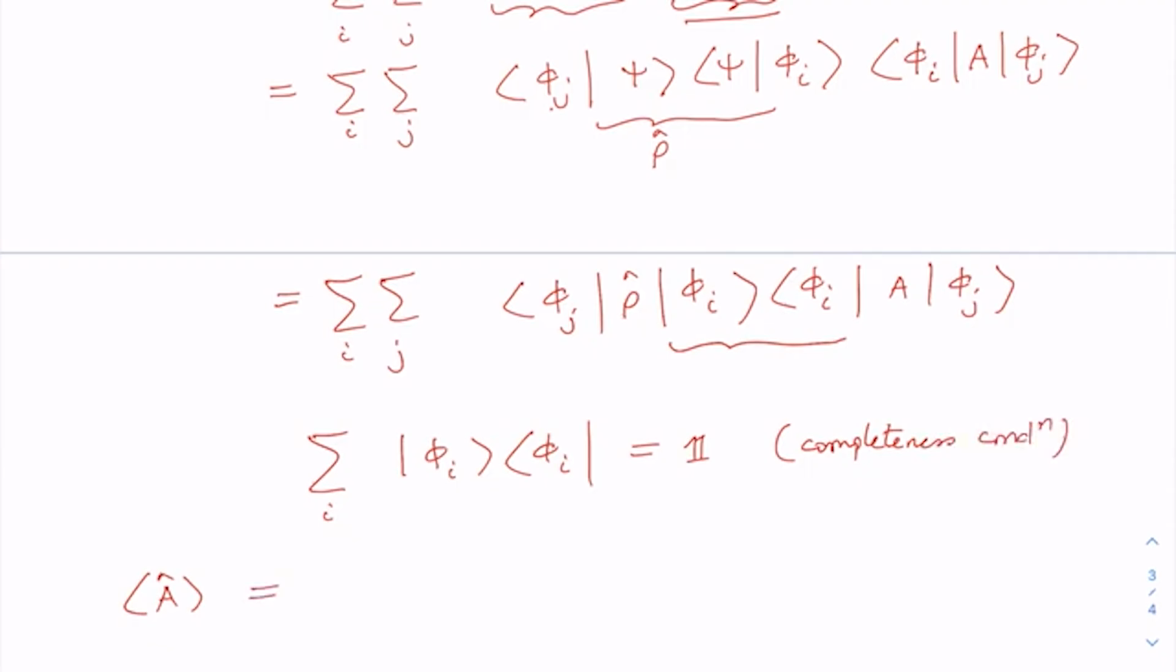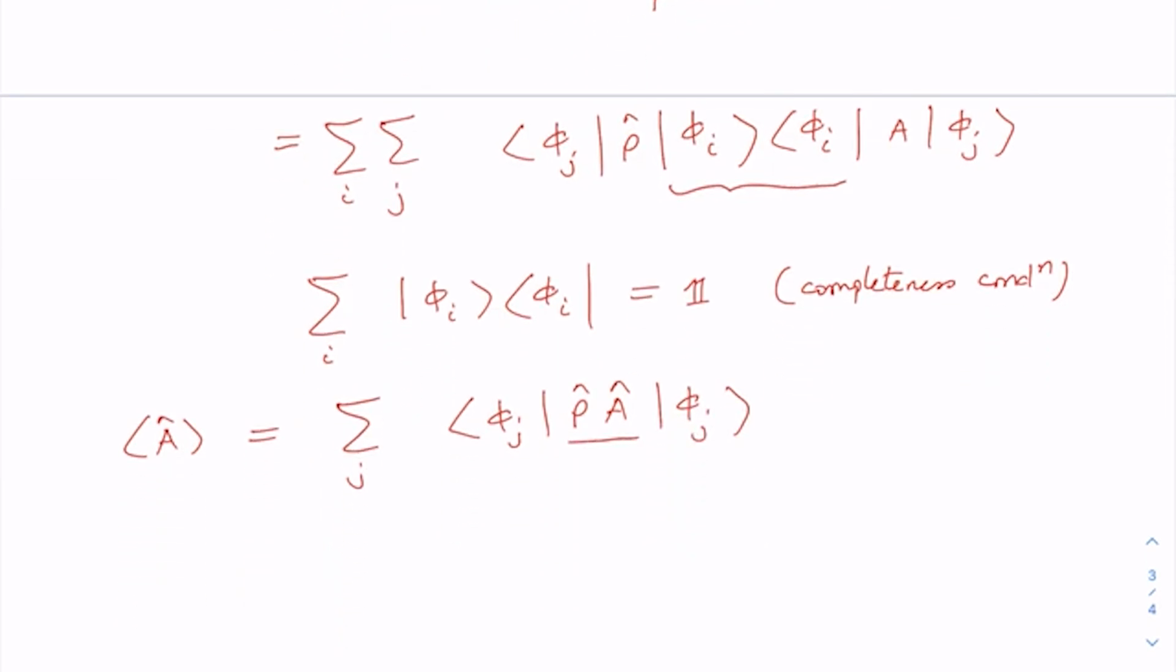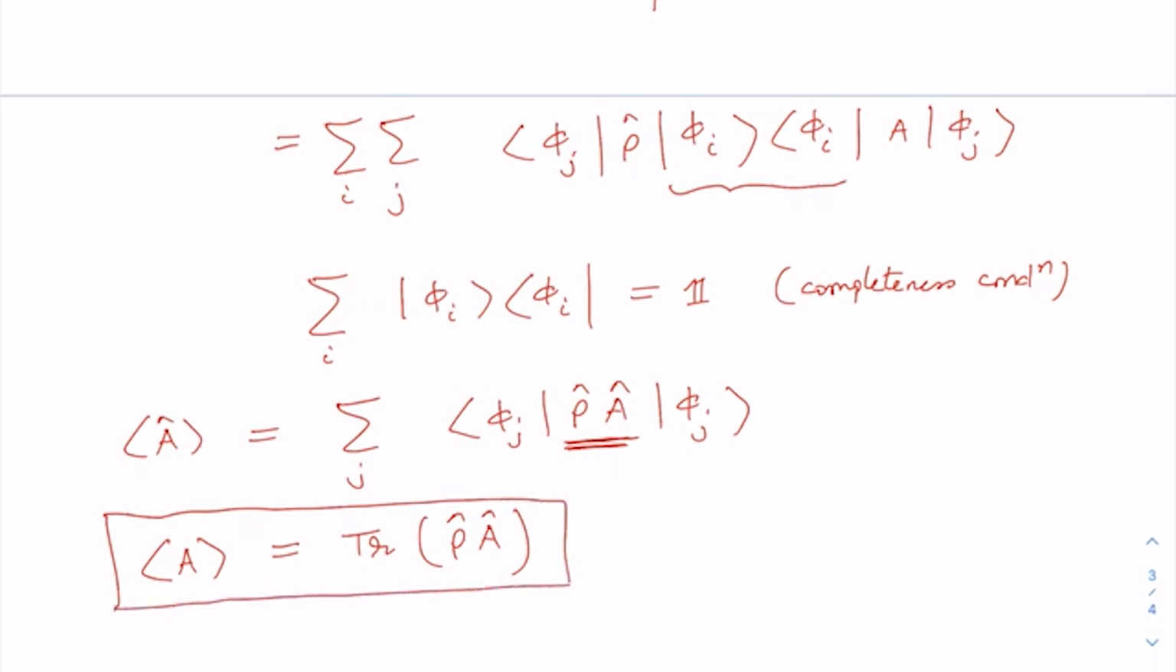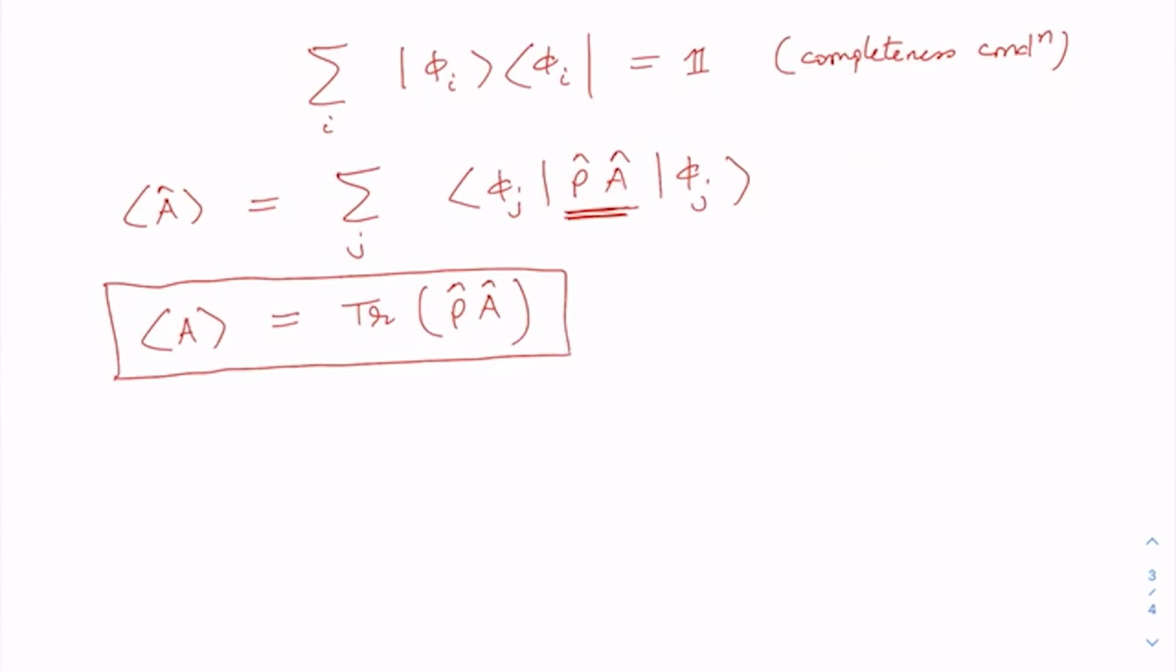Using this completeness condition, I can write the expectation value of the operator A as the sum over j of <phi_j|rho A|phi_j>. Quite clearly, these are the sum of the diagonal matrix elements of the product of the operators rho and A, and therefore I can write it as the trace of the matrix product rho A. Hence we prove that the expectation value of any operator can be found just by finding the trace of the matrix product rho A. This is a very useful way to find the expectation value of any operator.